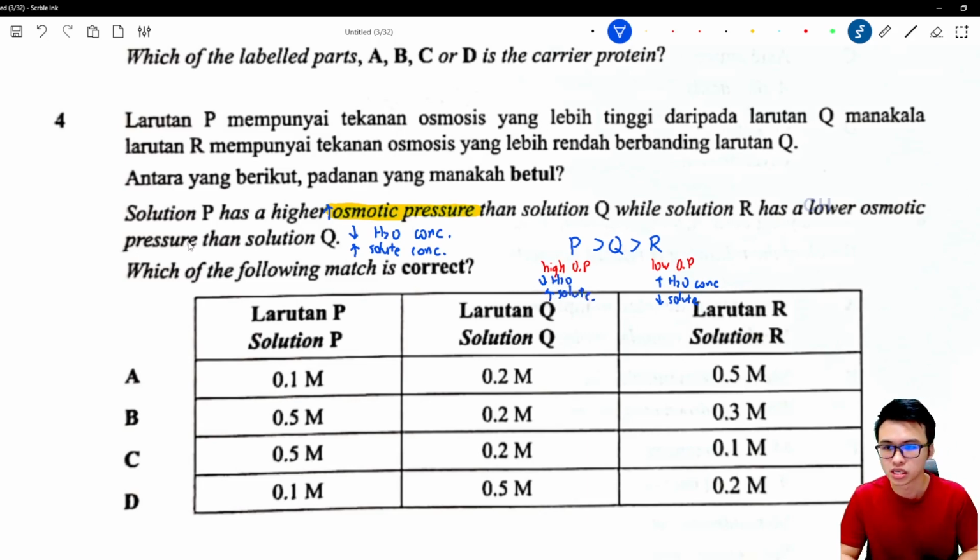So we look at the question here. Which of the following matches is correct? We have the solution P and then we have the M.